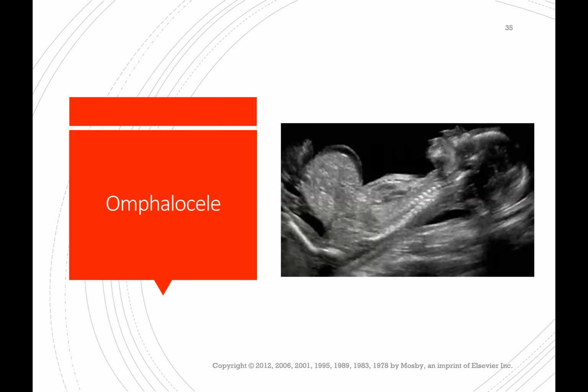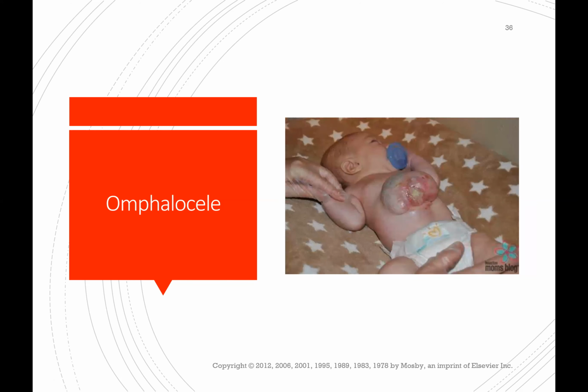Here's another image of it from a sagittal view. So you can see the baby's profile, the heart right here, the spine, and then you can see a large outpouching of liver and bowel and gut there. Here's an image of a baby with it afterwards. Now they do repair this right after birth. A lot of the babies do okay, especially if this is an isolated finding.